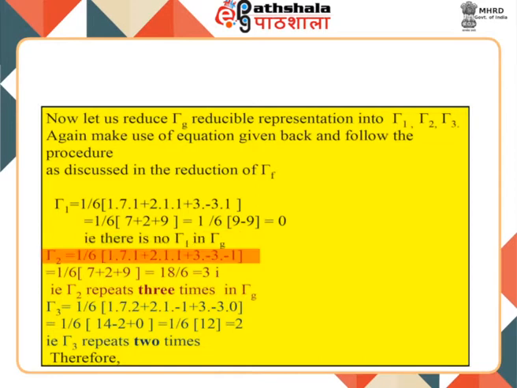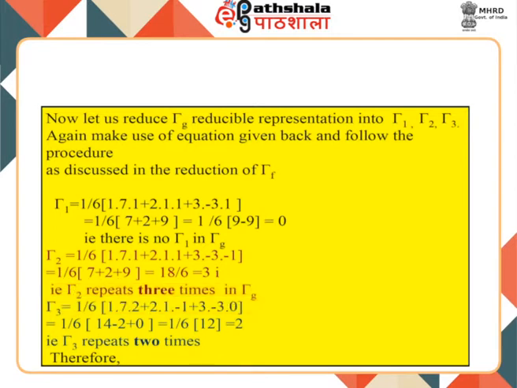Tau 2 equals 1 by 6 [1 into 7 into 1 plus 2 into 1 into 1 plus 3 into minus 3 into minus 1], that is 1 by 6 into (7 plus 2 plus 9), which is 18 by 6, that is 3. That is, tau 2 repeats 3 times in tau z.